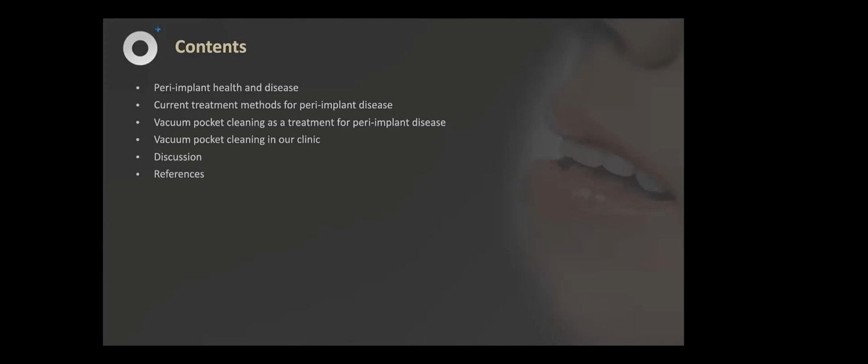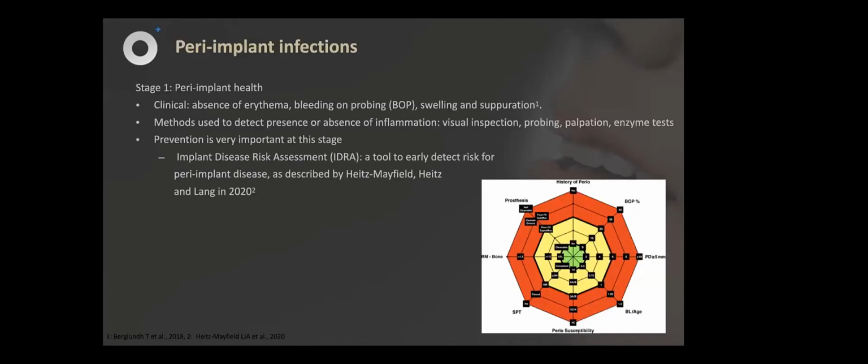So let's see where we are. If you look to my presentation, which will be on peri-implant health and disease in general. And of course, Irfan talked a little bit about that, so I can skip something about that. Then we have current treatment methods for peri-implant disease. Vacuum pocket cleaning as a treatment for peri-implant disease. Then pocket cleaning in our clinic, what we do with the Fluxion device, and then we might have some discussion, and we have some references.